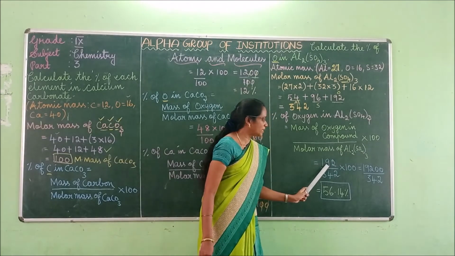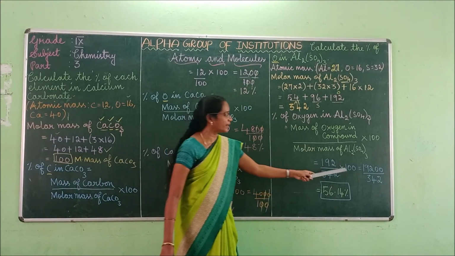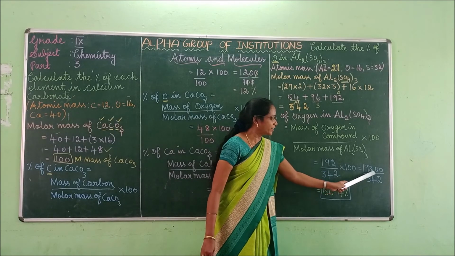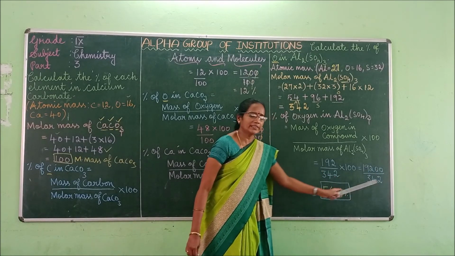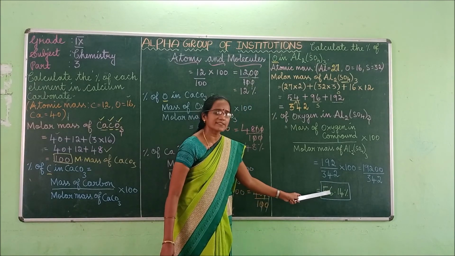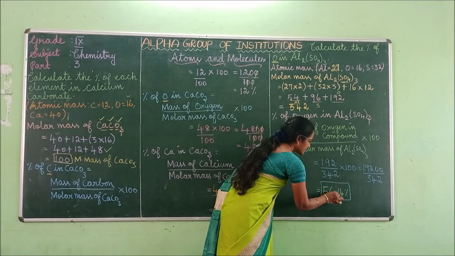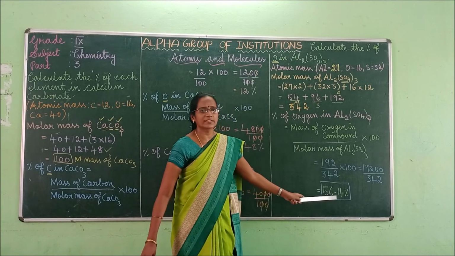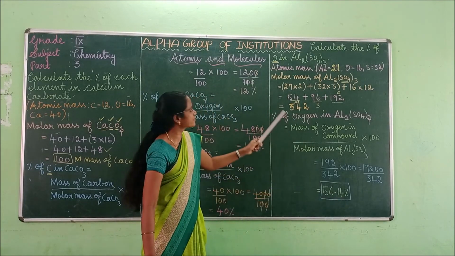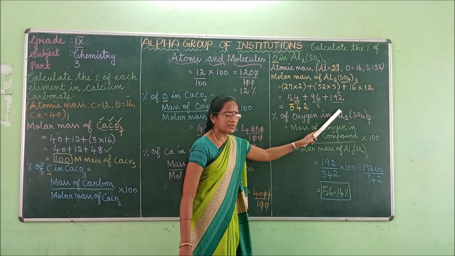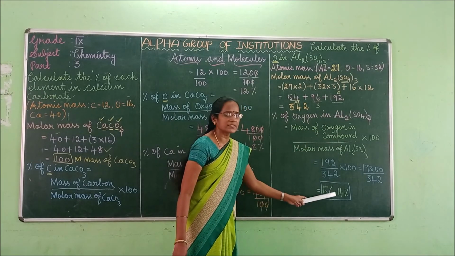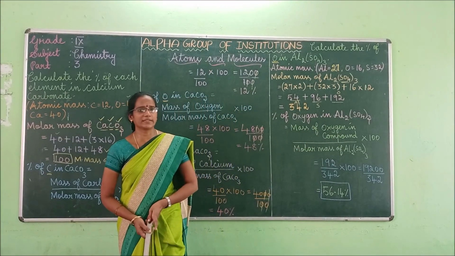So if you multiply 192 into 100, you will get 19,200 divided by 342. If you divide this, you will get 56.14 percent. Okay, 56.14 percent. The percentage of oxygen in aluminium sulfate is 56.14 percent.